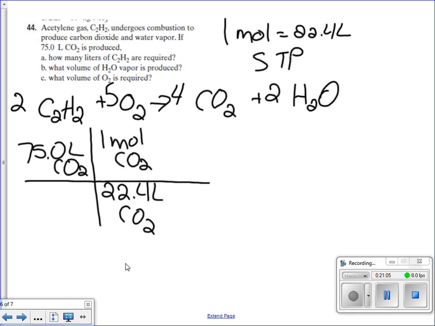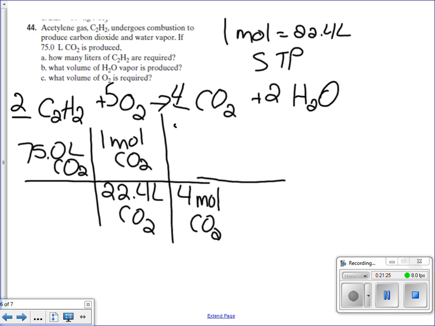All right, we've got our answer in moles. So now we can do a mole ratio. So for every 4 moles of CO2, we get 2 moles of acetylene. I have to put my 4 moles of CO2 on the bottom so that it cancels out. And it wants our answer in units of liters. Right now I have my answer in moles. So I need another box.